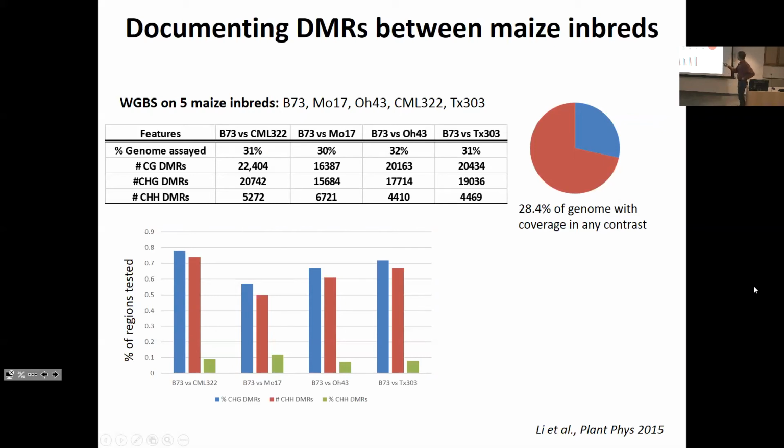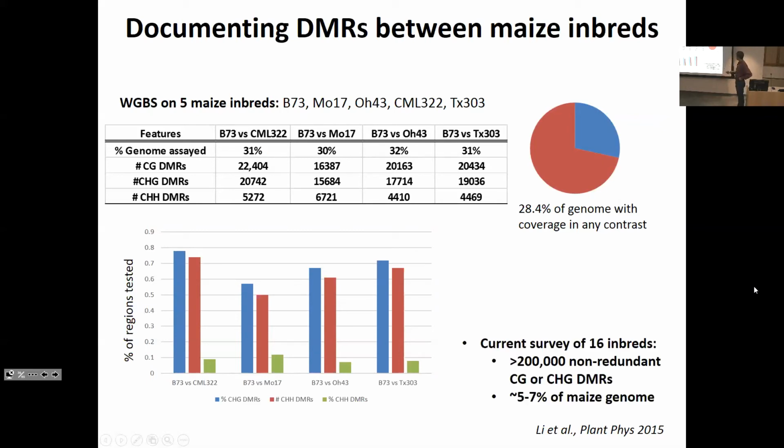We now have looked at a larger panel, so about 16 lines. In total, when you sum up all of the differences, it's only about 5 to 7%, depending on the context, of the genome that has varied. 95% has stayed the same.